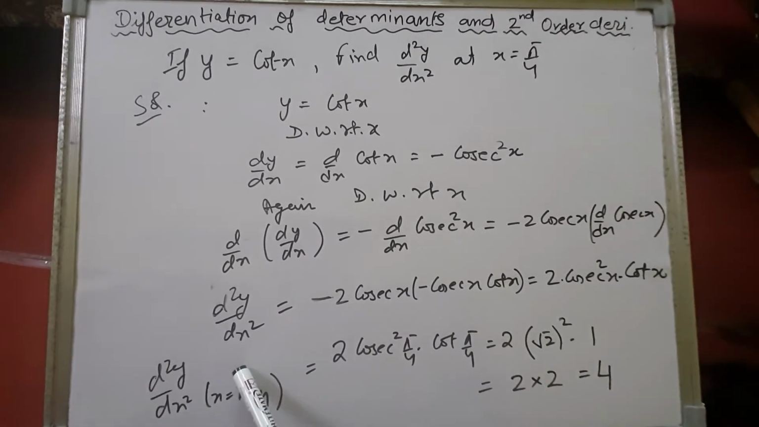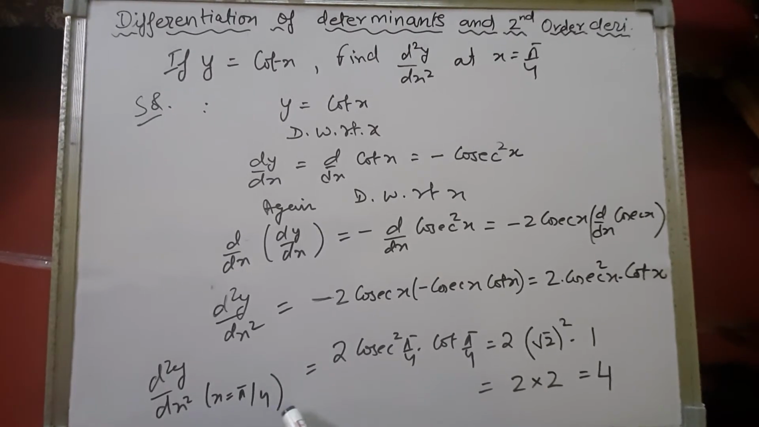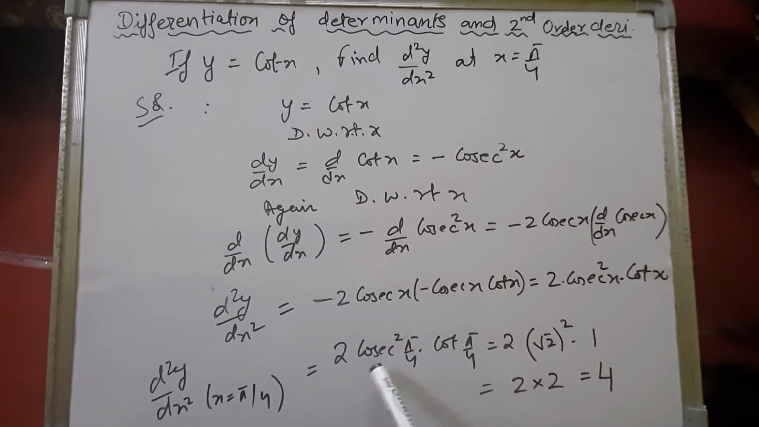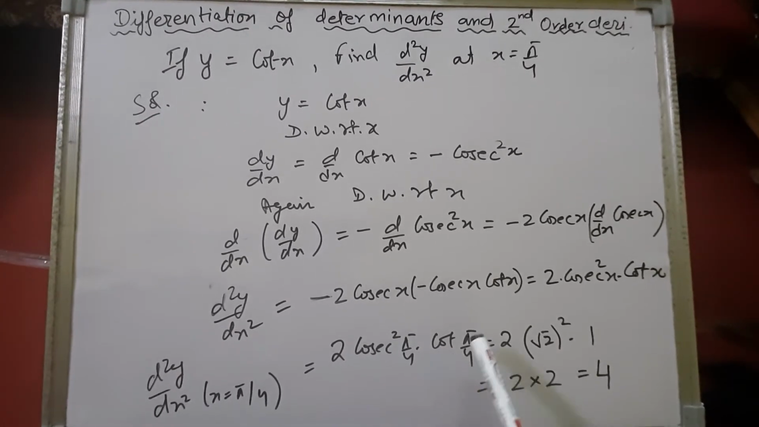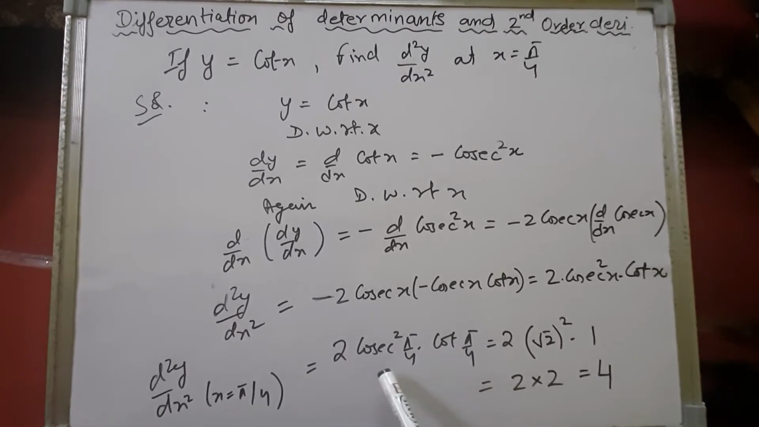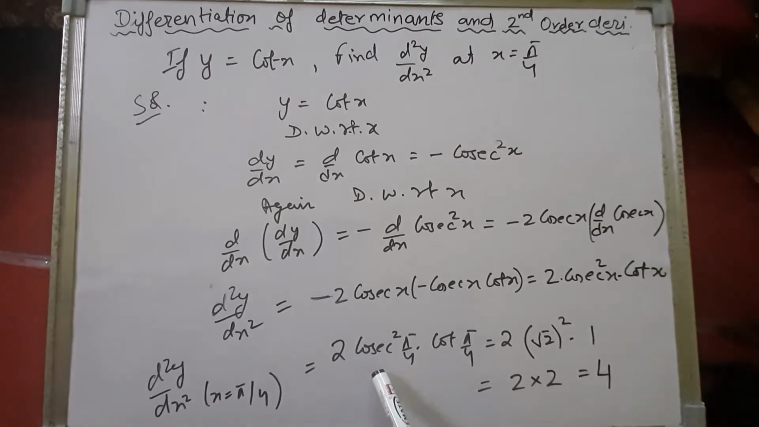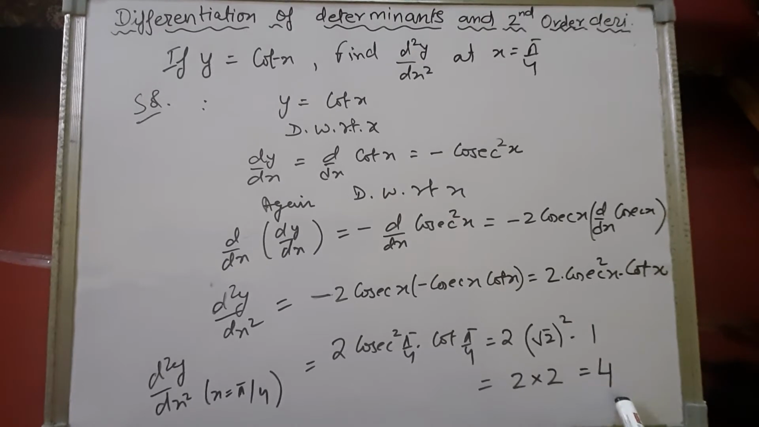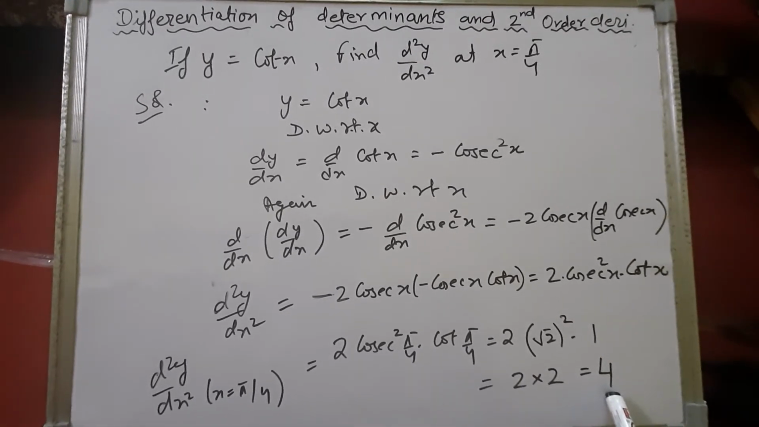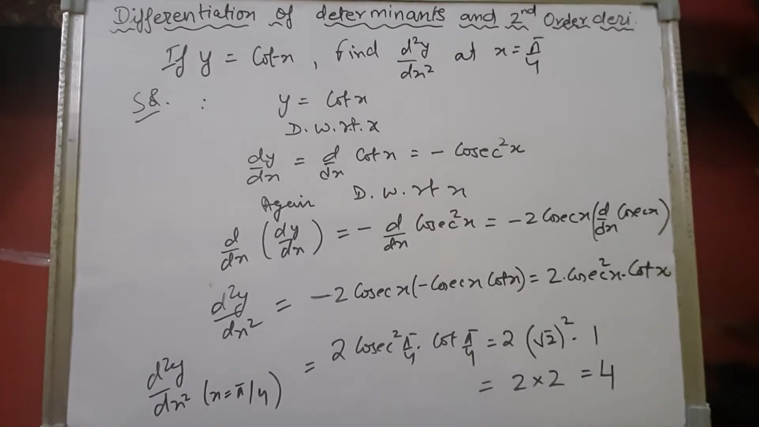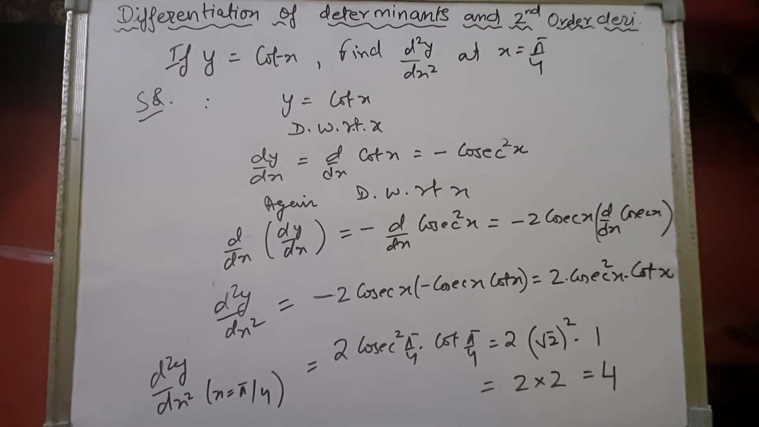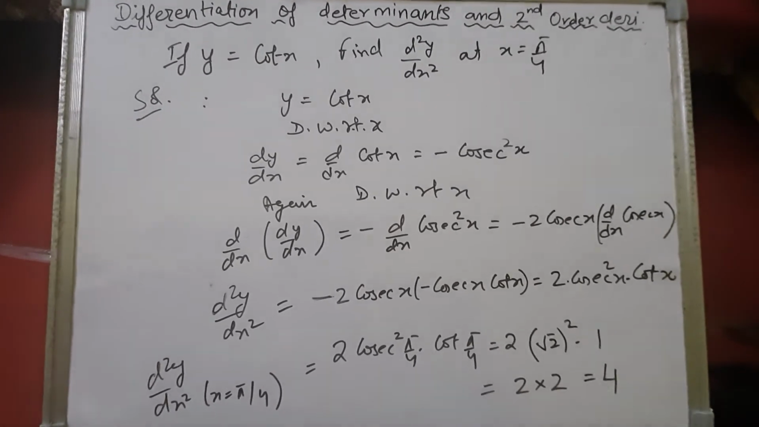Right. So d2y by dx2 at x equals pi by 4. Now when we put x equals pi by 4 here, it will become 2 cosec square pi by 4 into cot pi by 4. The value of cosec pi by 4 is root 2, so root 2 square is 2. 2 2s are 4. So the value of the second derivative at x equals pi by 4 is 4. Right, children? Note down, please.